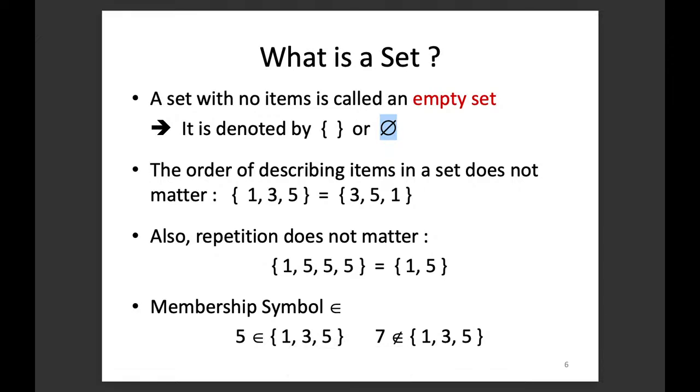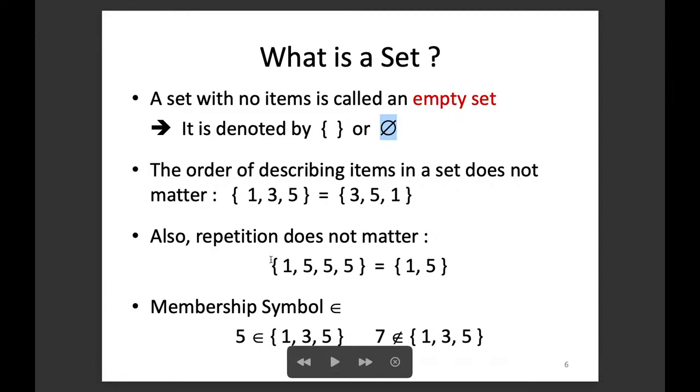Now recall that a set is a collection of items, but we don't care about the ordering. So as long as we are listing out the items inside these braces, we don't care about the ordering. So 1, 3, 5 is the same as 3, 5, 1. And also, repetition doesn't count. So if I have a set with 1, 5, 5, 5, this is the same as having 1, 5.